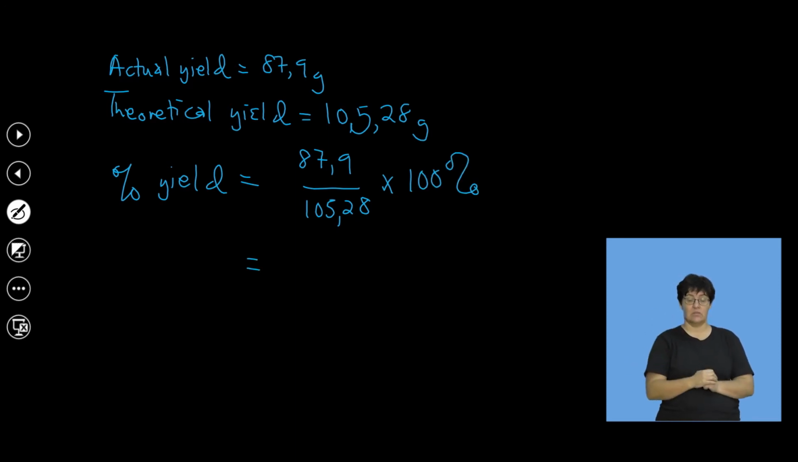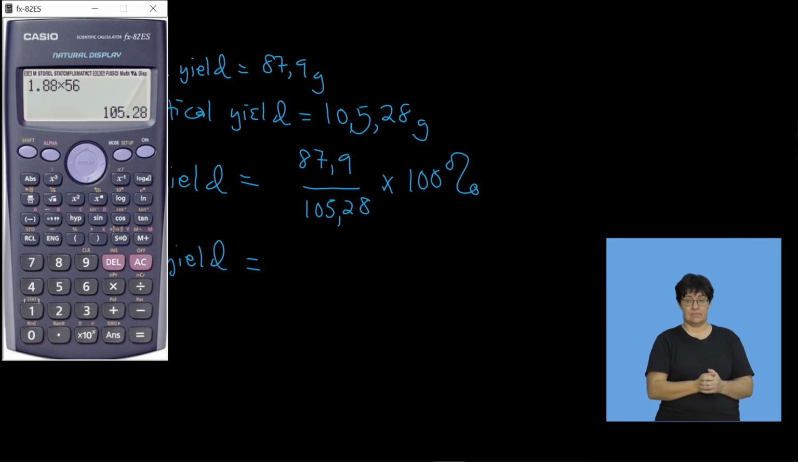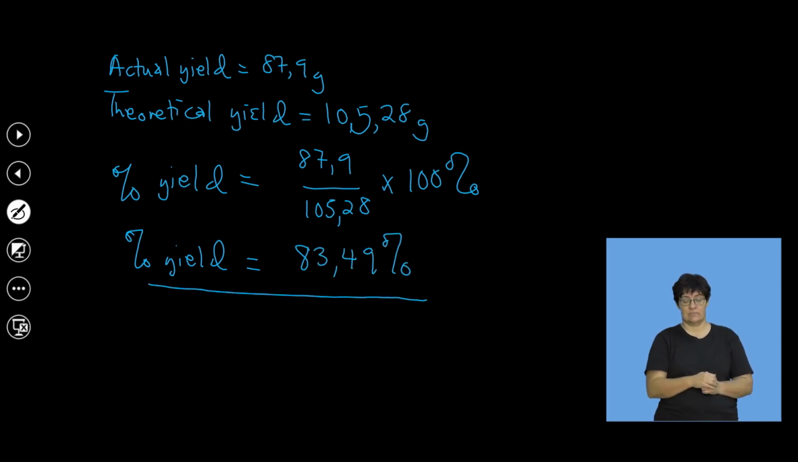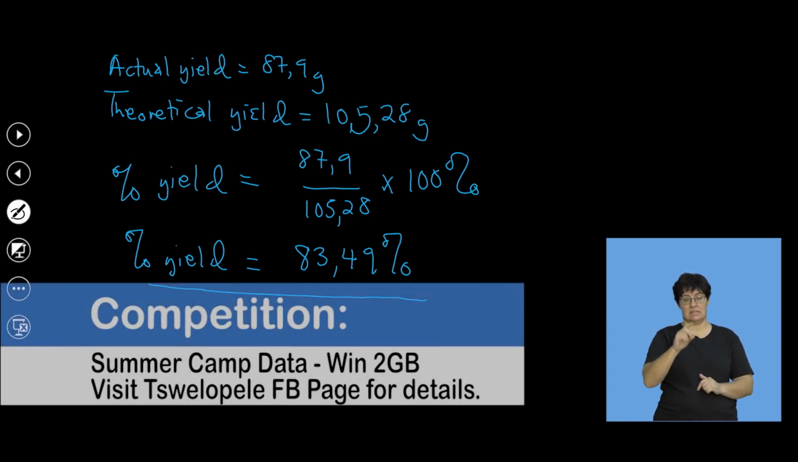So our percentage yield, if we go back to our calculator, will be 87.9 divided by 105.28, right? Then we multiply this by 100. It gives us the percentage, which is 83.49%, okay? So this is how we managed to determine the percentage yield of this extraction of iron from the ore.